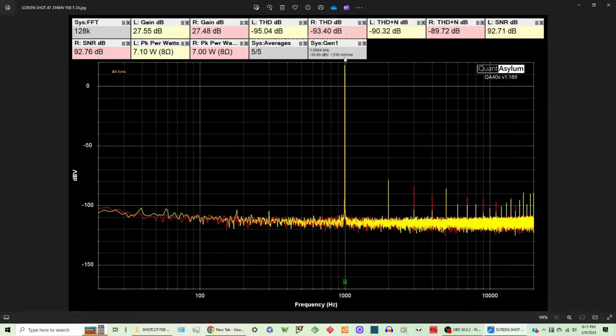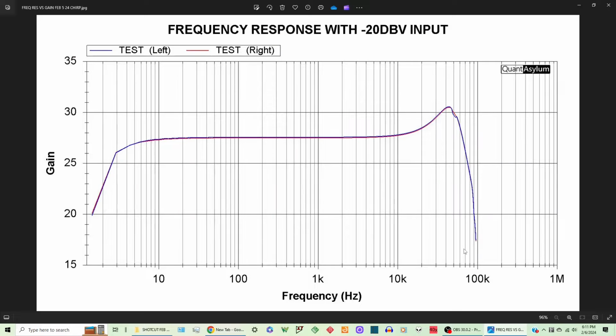Let's take a look at some other tests here. Now one test most people are interested in is the frequency response. This is frequency response from, actually I think we have it set up from about 10 cycles up to about 25 kc. As you can see, it's not bad at all. This here is your gain in dB.